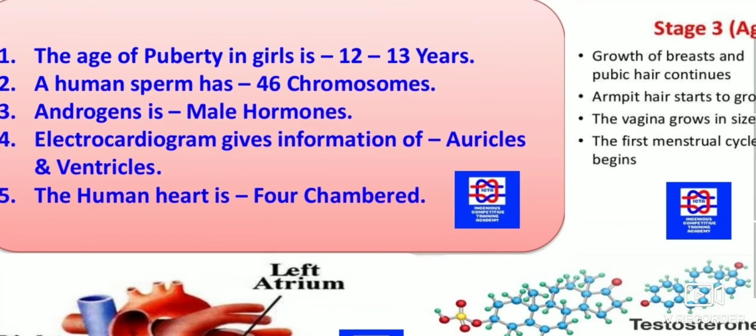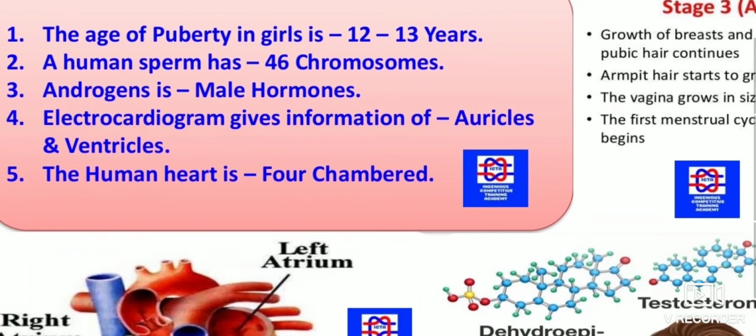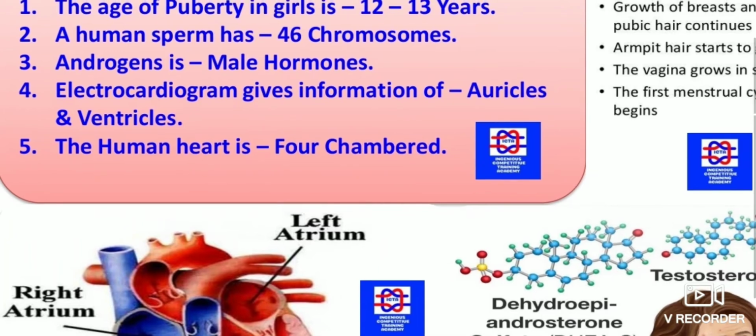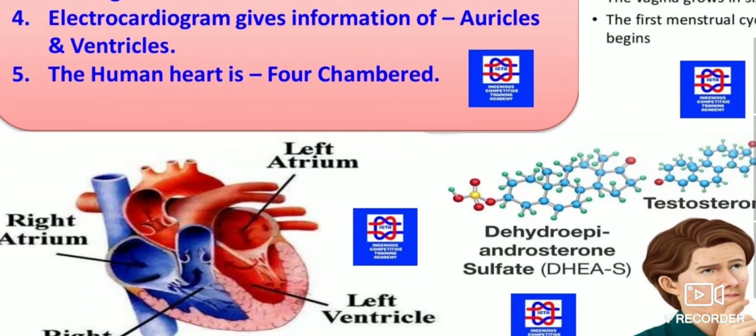Next, how many chromosomes does a human sperm have? Human sperm has 23 chromosomes, which has to be remembered. Androgens are male hormones. Electrocardiogram gives information about the auricles and ventricles.